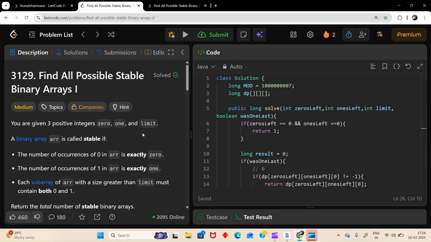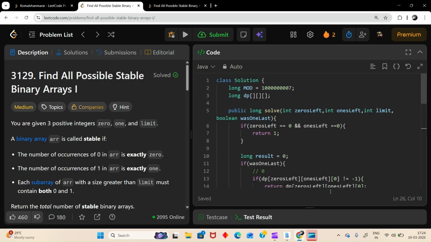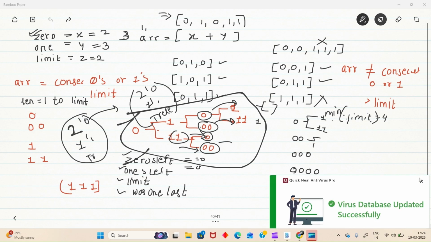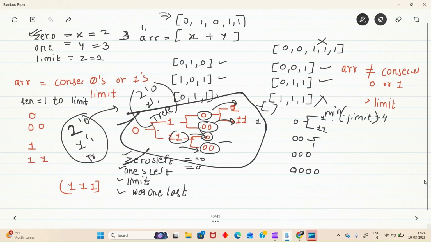I'm not going to explain the whole thing. I'll just give an overview of what we did. The question was: we were given a number of zeros and a number of ones, and we have to build a binary array such that it contains zero number of zeros and one number of ones. So if zero is 2 and one is 3, then I should have two zeros and three ones in my binary array. This is the first condition.